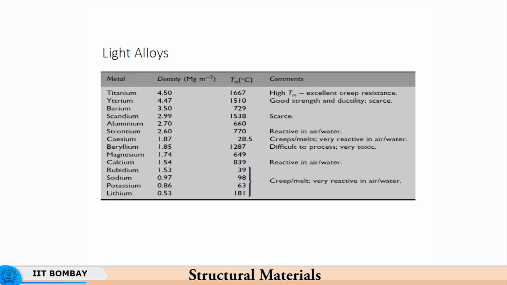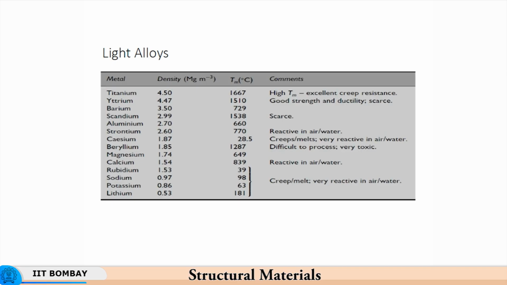Now coming to heat treatment of light alloys, we have a number of light alloys like titanium, yttrium, barium, scandium, aluminum, strontium. These are all materials which have extremely small, very low density, right. So you have titanium at 4.5 gram per cc, yttrium 4.47. Lithium is very low, and that is the reason why aluminum lithium is a very popular material in the aerospace industry. Sodium and potassium are used in various applications, but not in the aerospace industry in spite of having a low density, because of their higher reactivity.